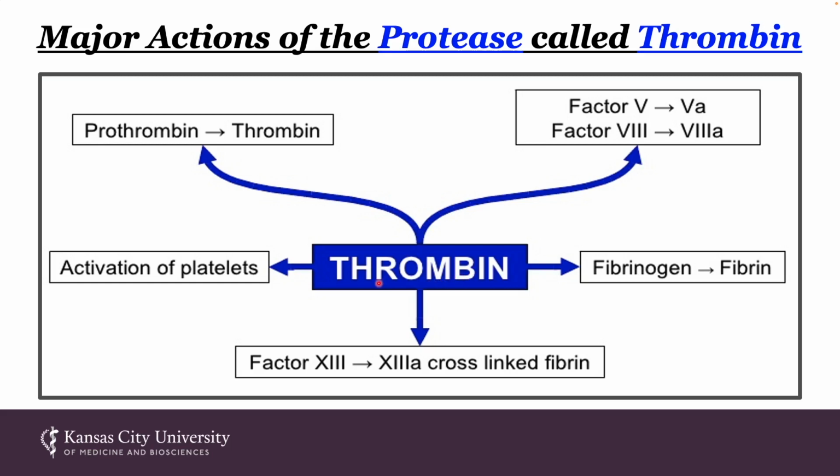Production of thrombin is self-activating in that additional prothrombin is converted to thrombin. Thrombin also activates platelets and converts fibrinogen to fibrin. It also converts several factors, including factors 5, 8, and 13, to the activated form. Hence, thrombin is a central regulator of secondary hemostasis.